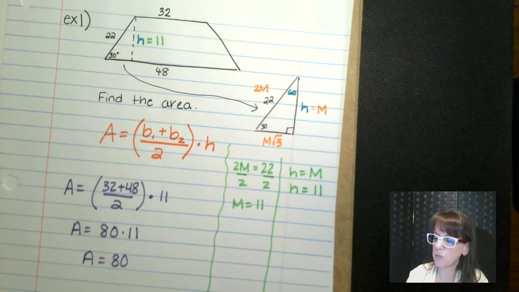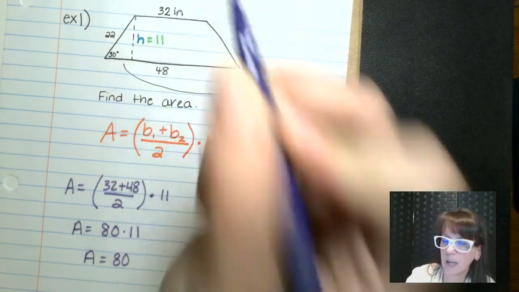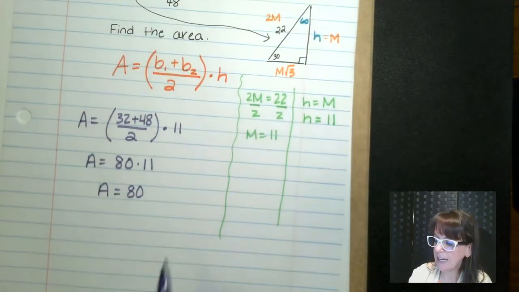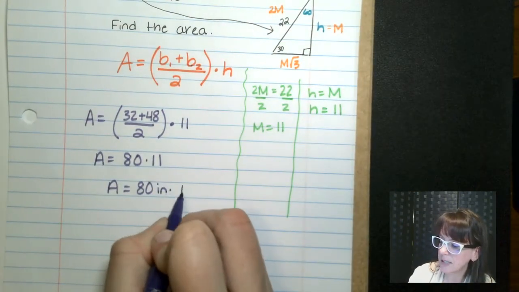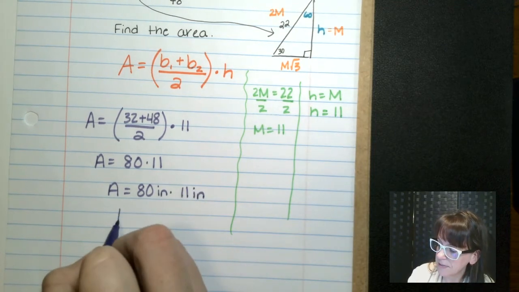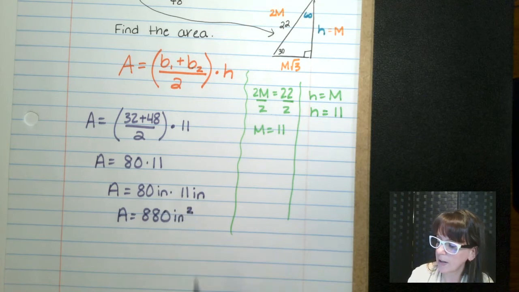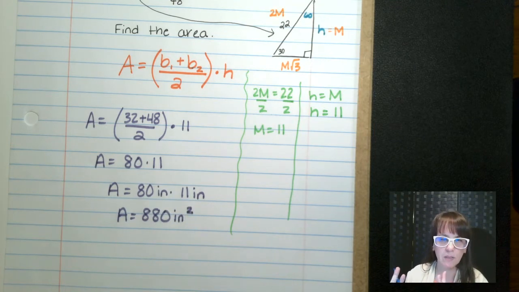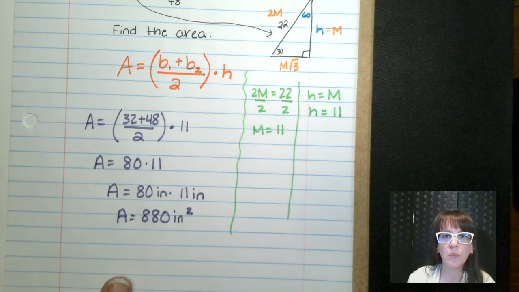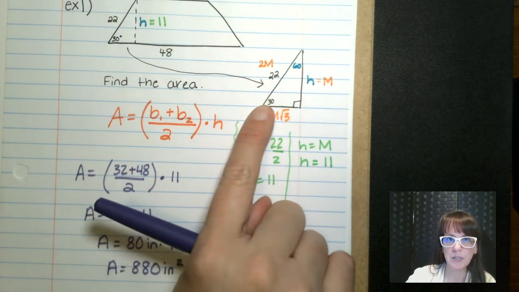Oh, these were inches, by the way. So we have 80 inches times 11 inches. That gives us 880 inches squared. So you've just got to be really careful with your reference triangles.